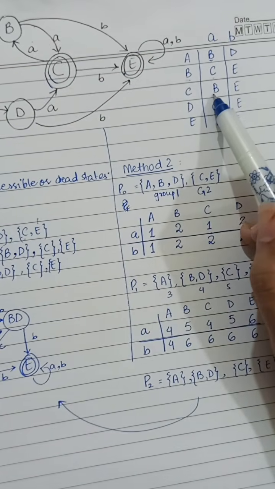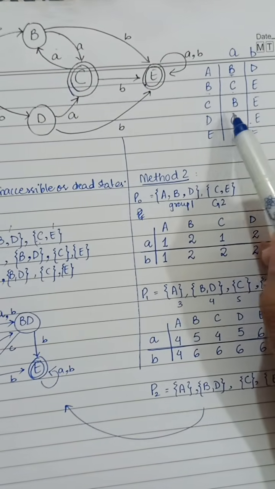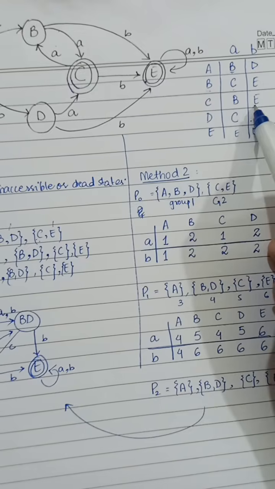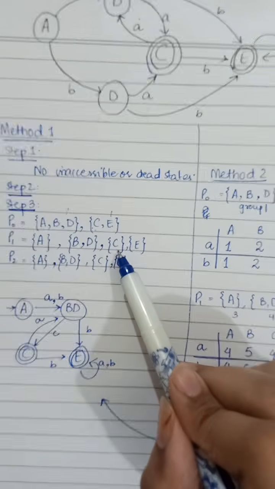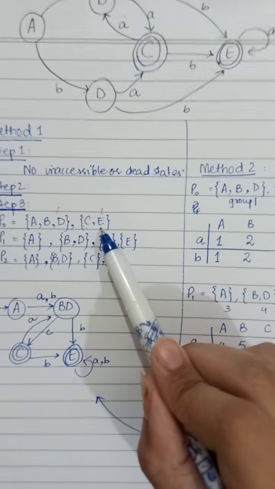Then we check for C. On C, on input a, we have B, which is in group 1. On input b, we have E, which is in group 2. So we separate C. Similarly, we do the same for E.